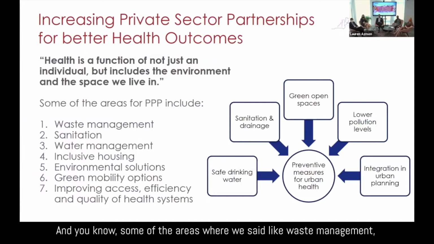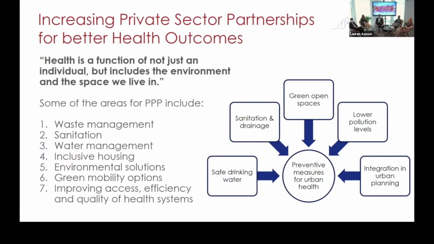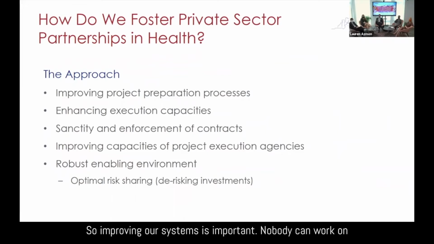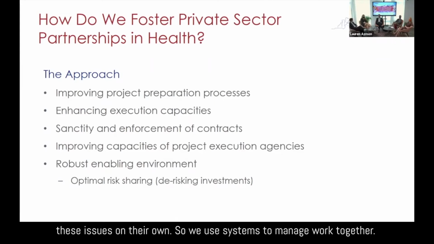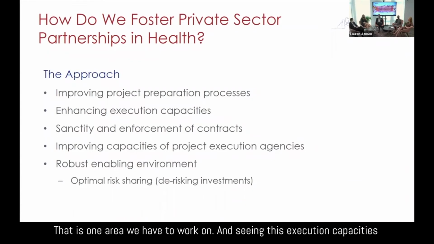So some of the areas that we can look at for PPP, as I said, are waste management, sanitation, water, technology, water, inclusive housing, environmental solutions. All these are areas which impinge on health in some ways, but not directly in the sense that we talk about. But these are areas where we can improve our systems, including your own internal systems to be able to manage. If you are not able to manage your own systems, you're not able to manage.